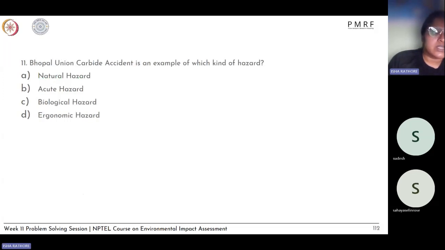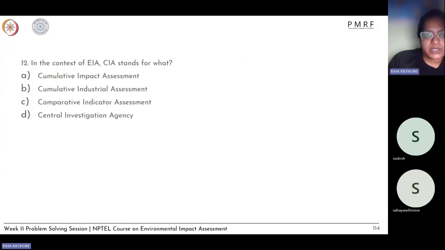Okay, so next question. Bhopal Union Carbide accident is an example of which kind of hazard? A, natural hazard, B, acute hazard, C, biological hazard, or D, ergonomic hazard? Okay, we have an answer B. Okay, so B is the correct answer. Moving on to the next question.